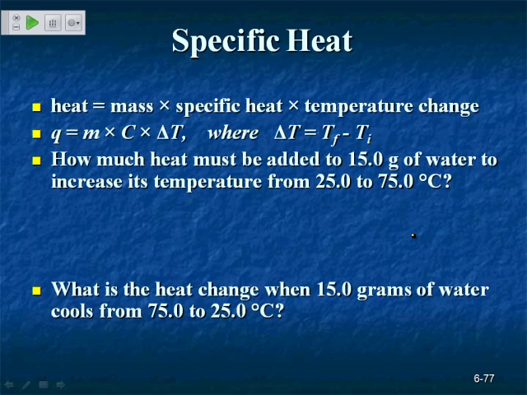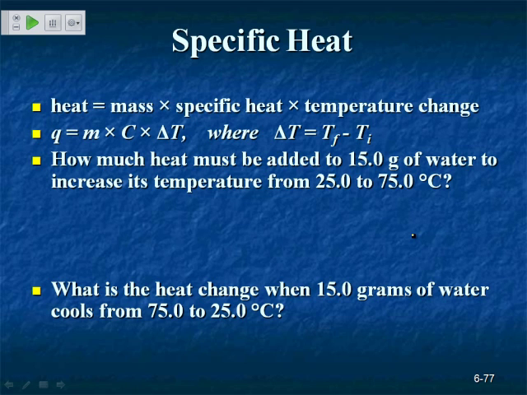So as I said, Q stands for heat, m for mass of the object, c for specific heat, and delta T. Delta represents a change always. So delta T means change in temperature. Now how do you take change in temperature?